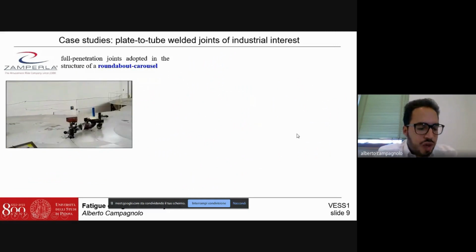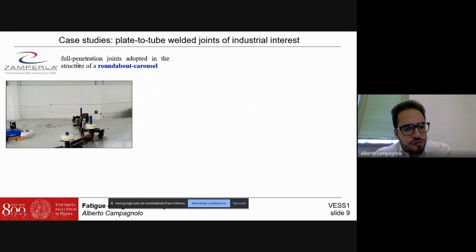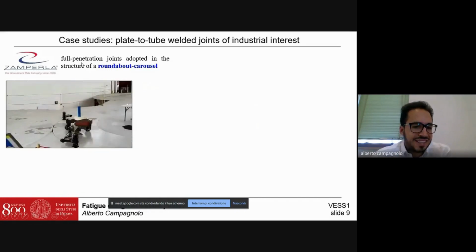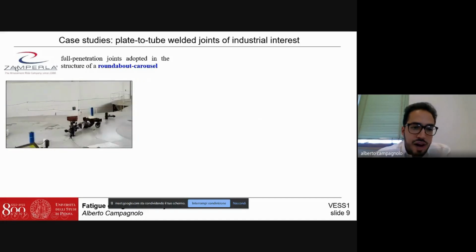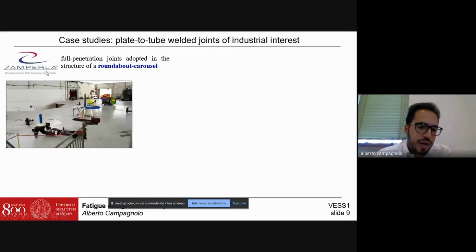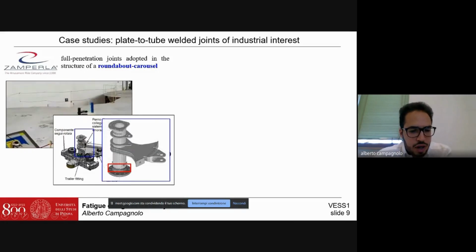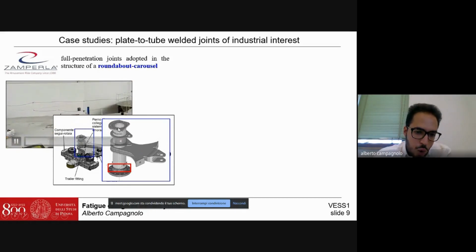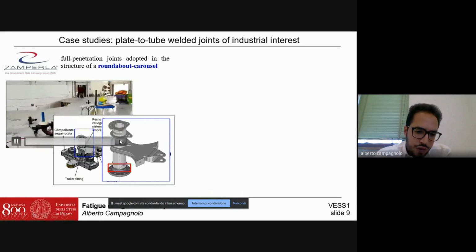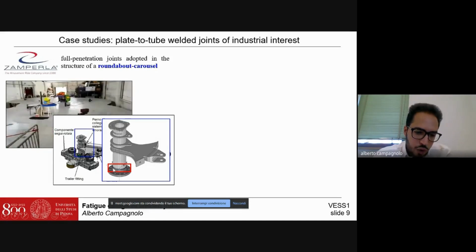Other examples of industrial application are that of full penetration joints present in the structure of a roundabout carousel manufactured by Zamperla, an Italian company. We have analyzed a welded detail which is present in this structure, and is a weldment between a tube and a flange. The weldment analyzed is better reported in this figure.